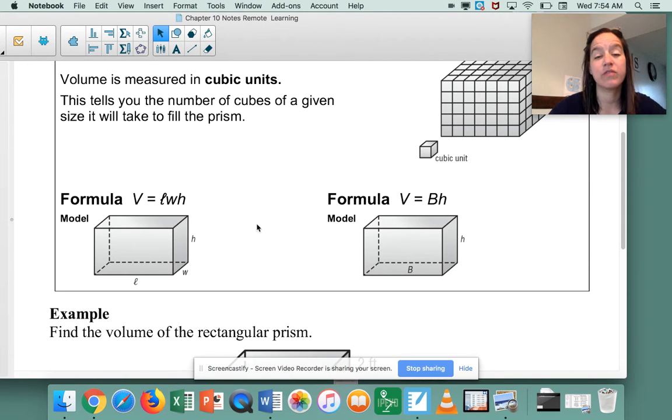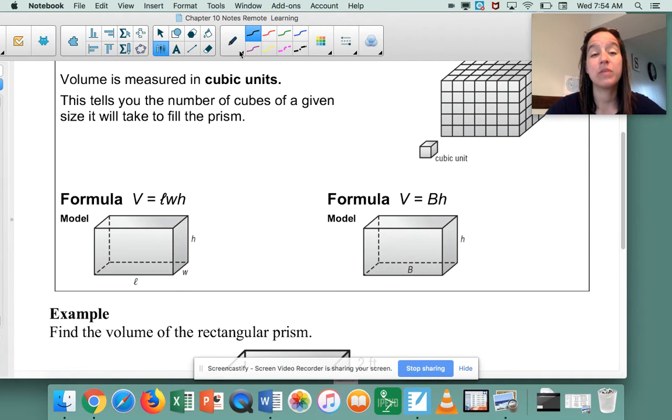You'll also notice over here, there's a second formula. It says volume equals B times H. And you should notice that that B is capitalized. That is very important. The B is capitalized because it is considered to be what's called the base, the area of the base. So if I'm looking here, it's not just one dimension, it's the entire base of it times the height.